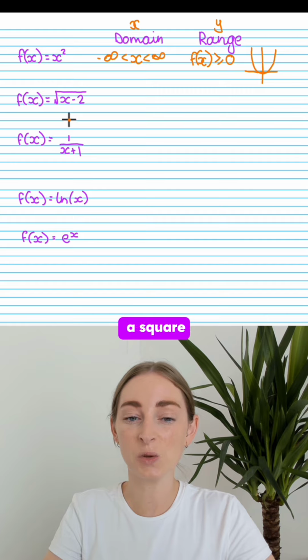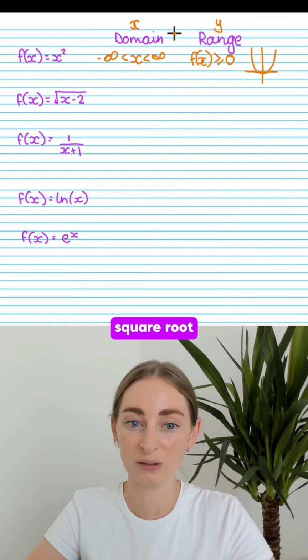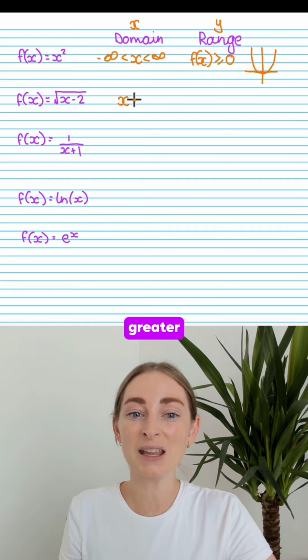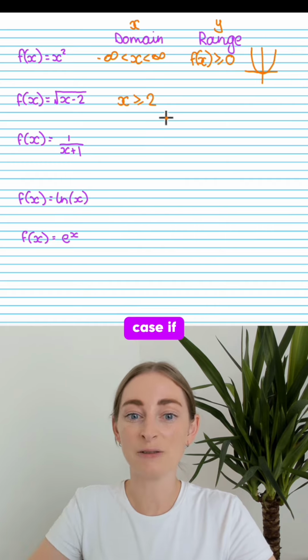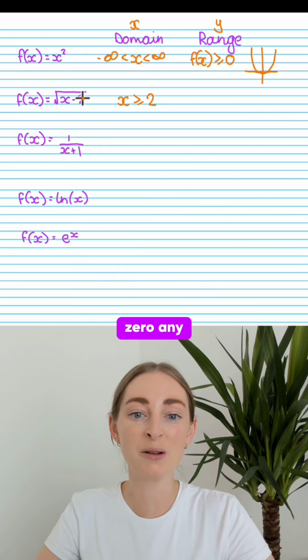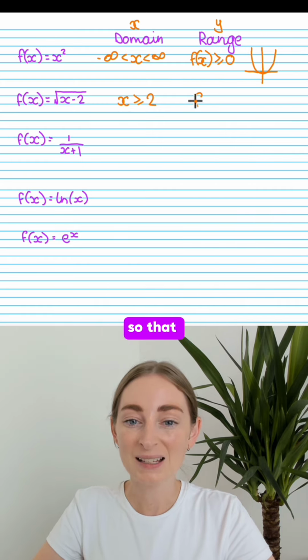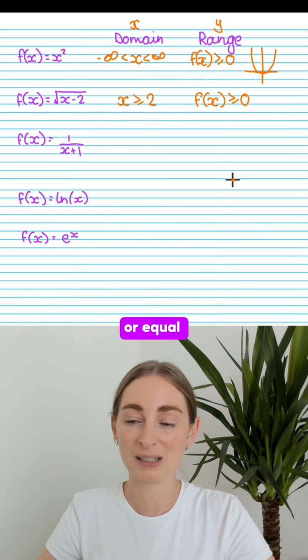For this one, we have a square root. They love putting a square root because you can't have a negative under a square root. So that means for this, x has to be greater than or equal to 2. And if that's the case, if we put 2 into here, we're going to have the square root of 0, which is 0. Any value greater is going to give us a value bigger than that. So that means our range is f of x is greater than or equal to 0.